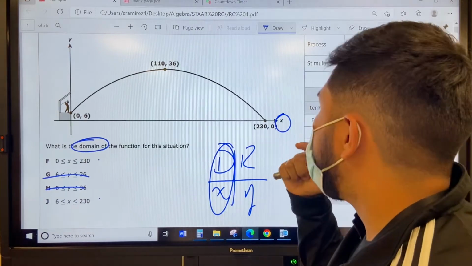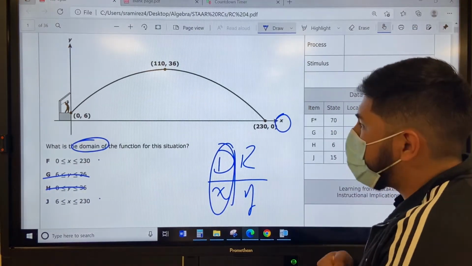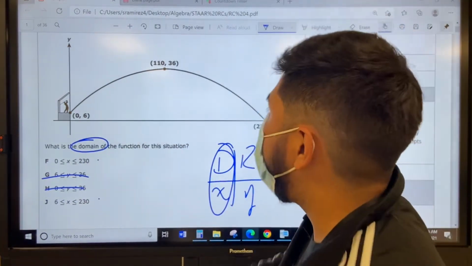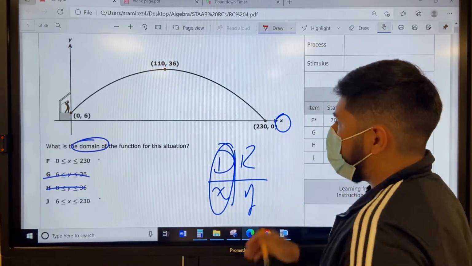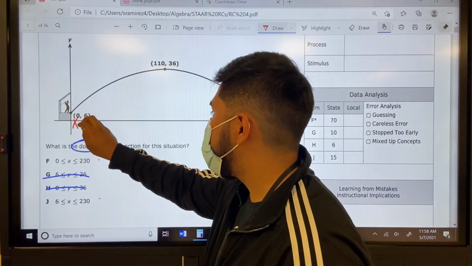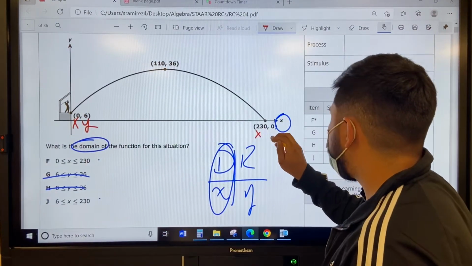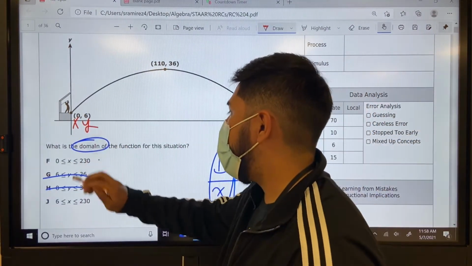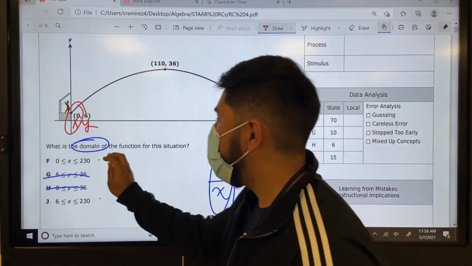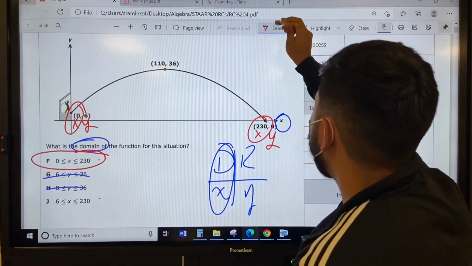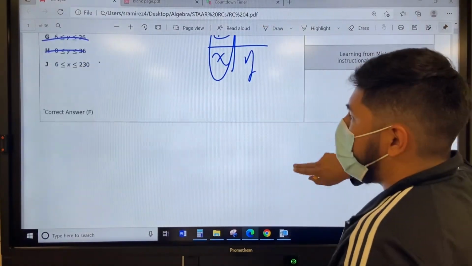I can tell you that a lot of kids miss this one because they're not labeling correctly. Let's label. Same thing, X, Y, X, Y, X, Y. Talking about X, so we know it's 0 to 30. Boom. Let's keep going.